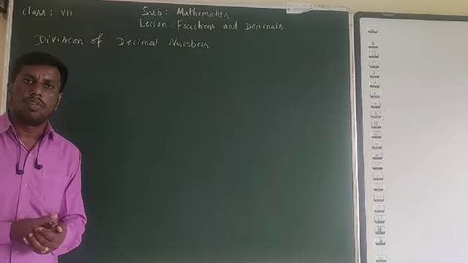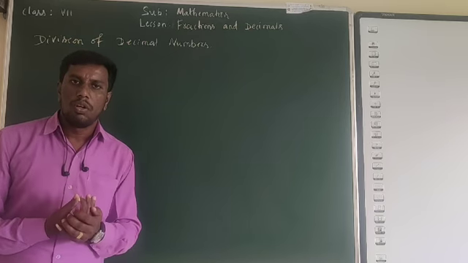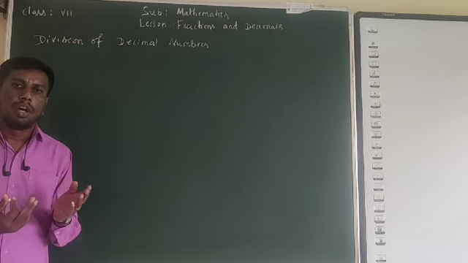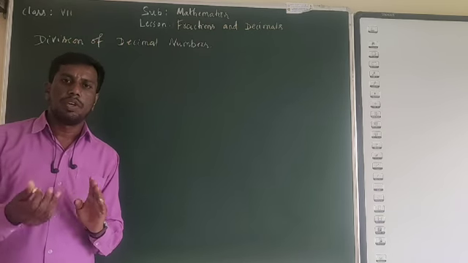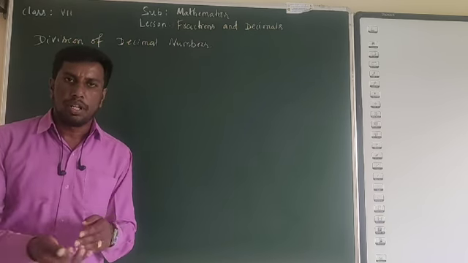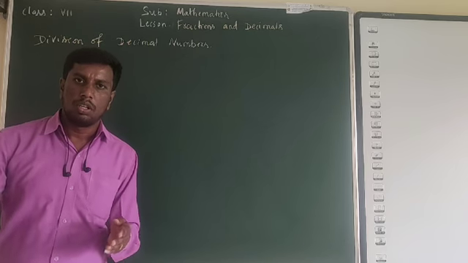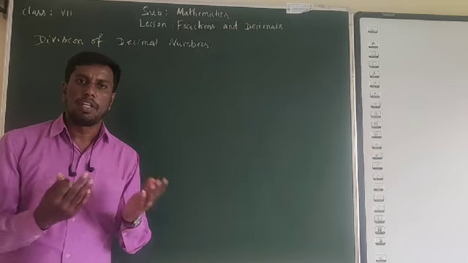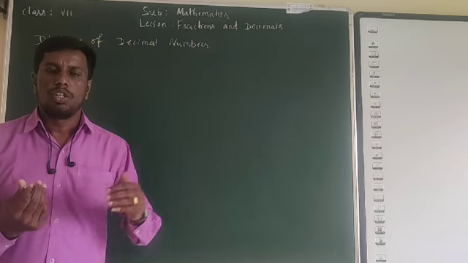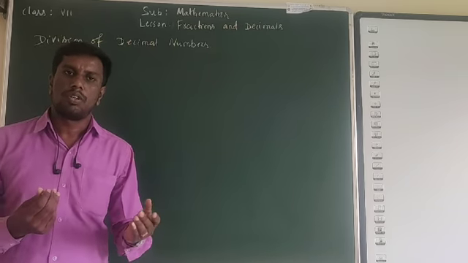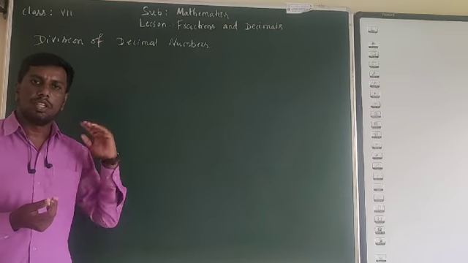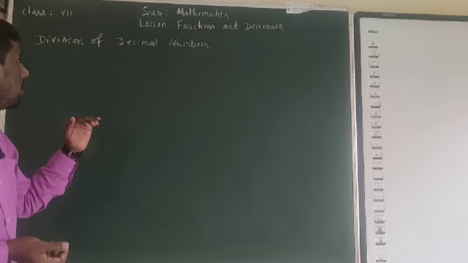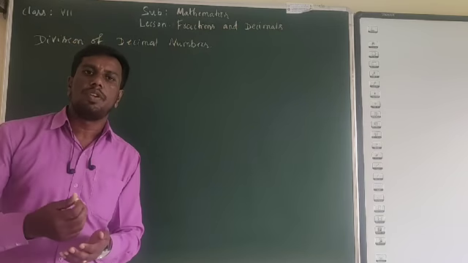In the last session, we studied multiplication of decimal numbers: multiplication of a decimal number by a whole number, multiplication of a decimal number by multiples of 10, that is 10, 100, 1000, and multiplication of a decimal number by a decimal number. We solved many examples on these three points. Now we will discuss division of decimal numbers.